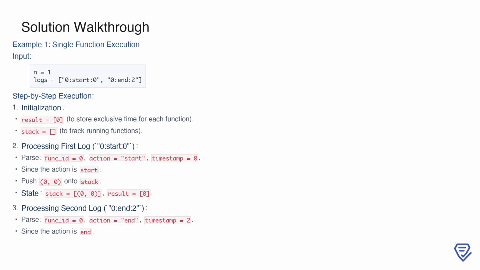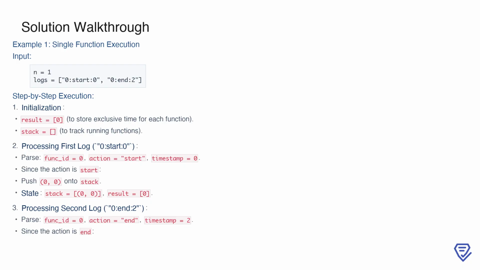Here, we start with a simple example where there's only one function call. The input specifies n equals 1, meaning there's just one function, and the logs describe its start and end times. First, we initialize two variables: result, an array to store the exclusive time for each function, starting with 0, and stack, which will help us keep track of active function calls.